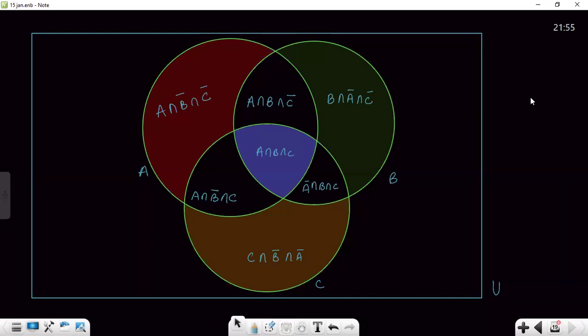So if I have to calculate the number of elements in only A, and I have everything available, then how should I do it? I have to subtract. I will take all the number of elements that are there in A set, and I'll subtract the elements which are common with B.